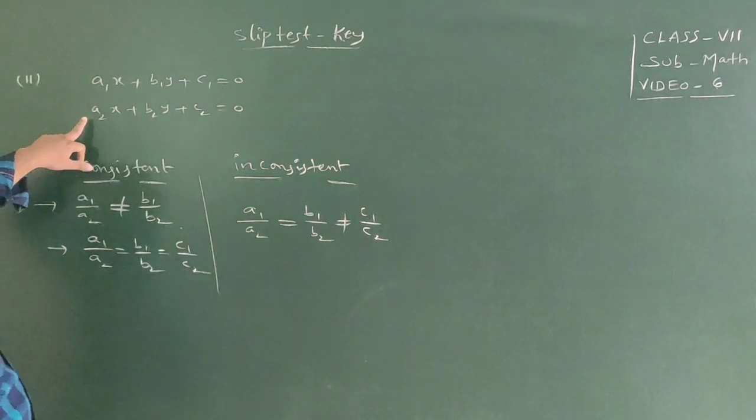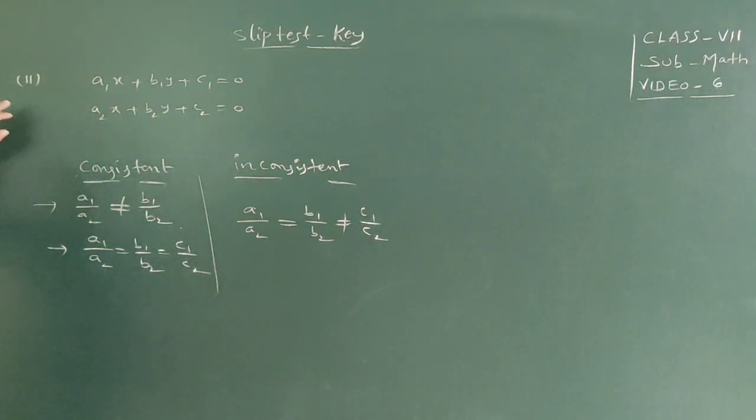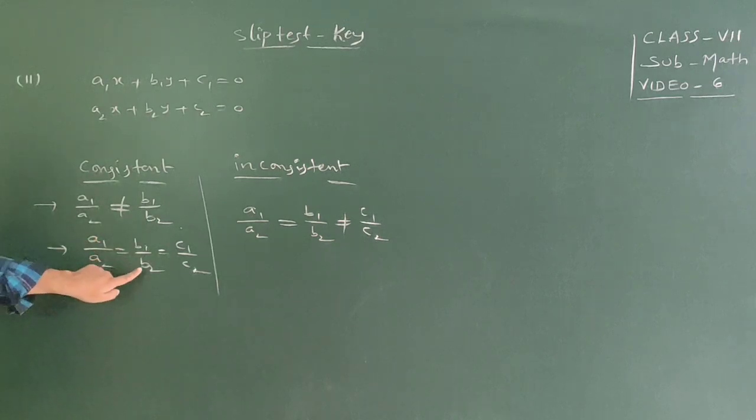Here A1x plus B1y plus C1 and A2x plus B2y plus C2 are 2 systems of simultaneous linear equations. If they are consistent with a unique solution, A1 by A2 is not equal to B1 by B2. If they are consistent with infinitely many solutions, then A1 by A2 equals B1 by B2 equals C1 by C2. If the given system of simultaneous equations is inconsistent with no solution, A1 by A2 equals B1 by B2 but is not equal to C1 by C2. This one I gave in the 11th and 12th questions.